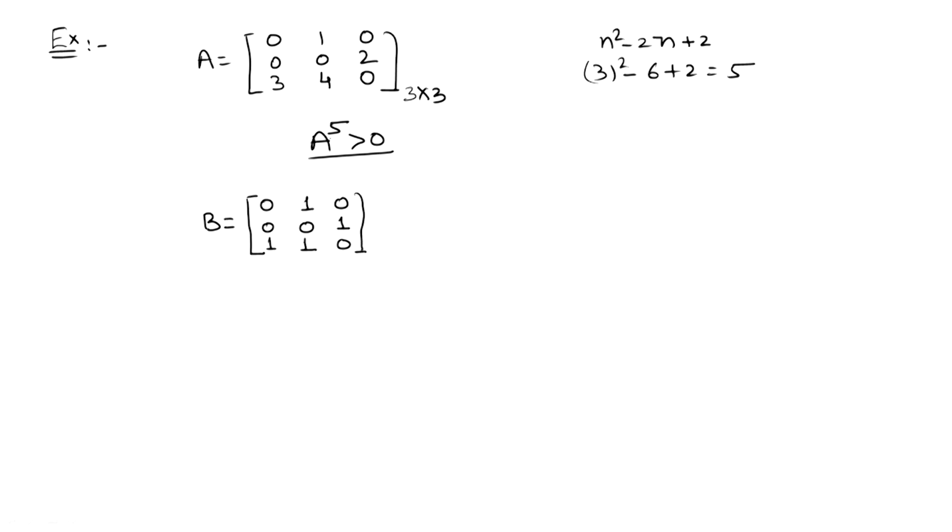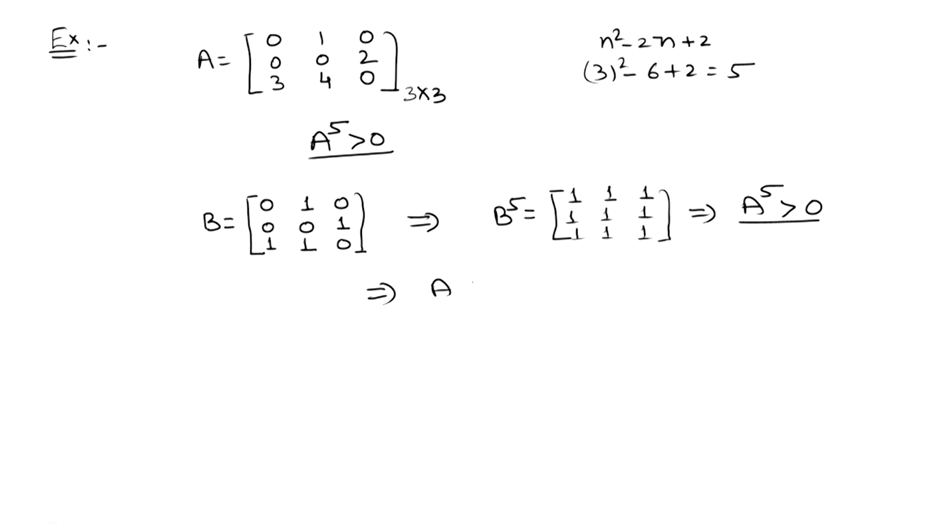A raised to power 5 will be a positive matrix, meaning all the entries in this matrix will be positive, when B raised to power 5 has all the entries as 1. So, if I calculate, I find B raised to power 5 equals the matrix of all 1s, which implies that A raised to power 5 is a positive matrix, which implies A is primitive. So, this is the way of applying the Frobenius test for checking the primitivity of a given matrix.